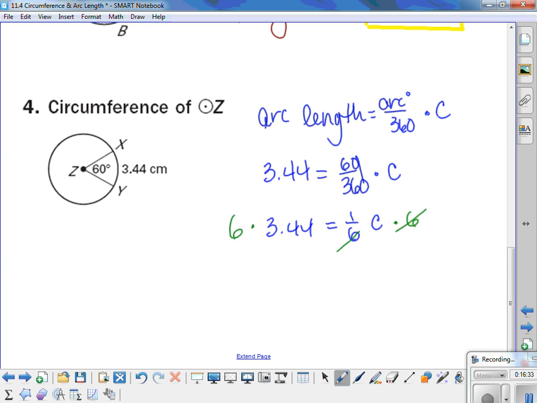And I get that the circumference is equal to 20.64, and that would be centimeters. So all the way around the circle is 20.64 centimeters. 1/6 of it is right here, 3.44.